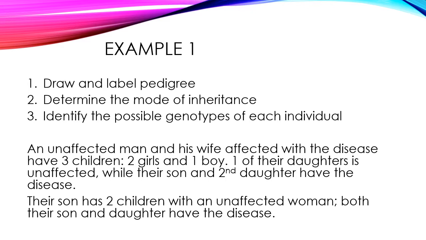Okay, so the situation is an unaffected man and his wife, affected with the disease, have 3 children, 2 girls and 1 boy. One of their daughters is unaffected, while their son and second daughter have the disease. Their son has 2 children with an unaffected woman. Both their son and daughter have the disease. Okay, so first thing, draw and label the pedigree, determine the mode of inheritance, and identify the possible genotypes of each individual.